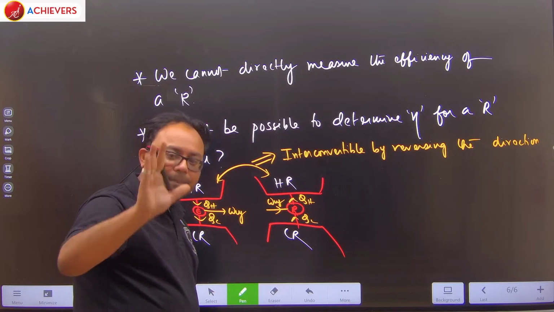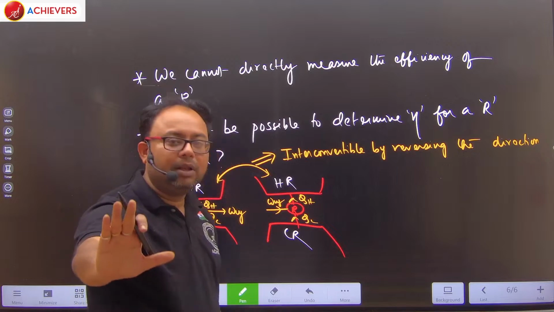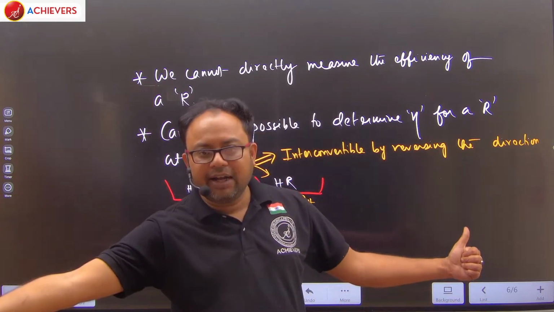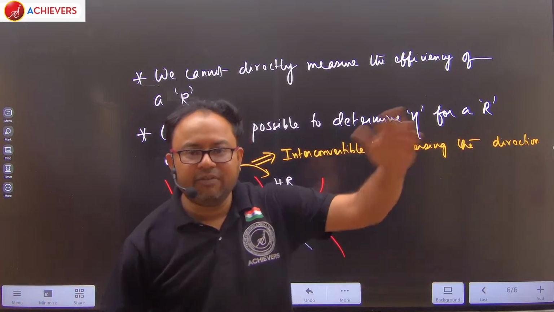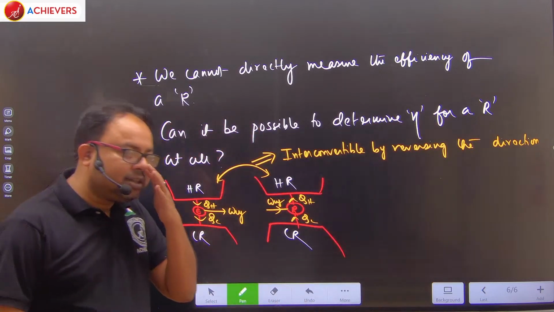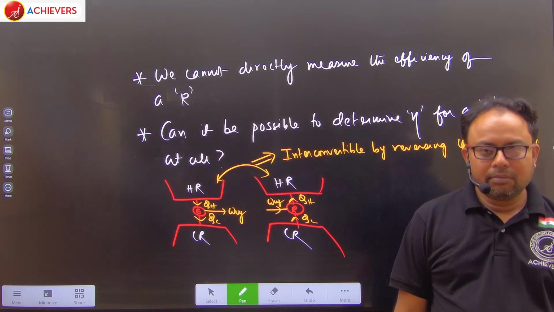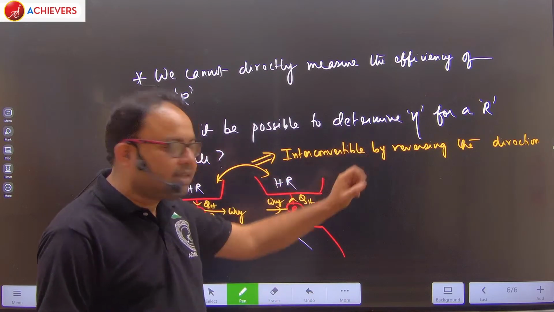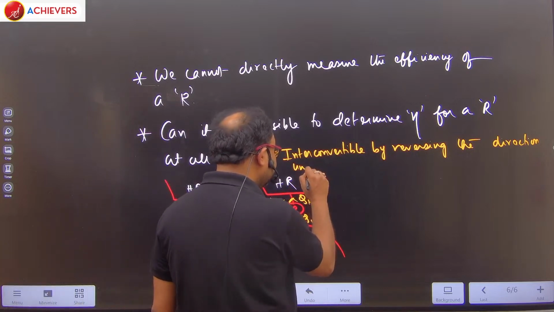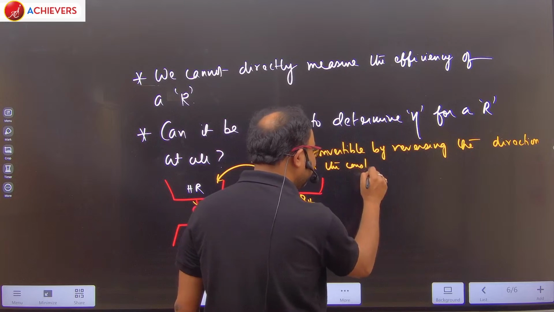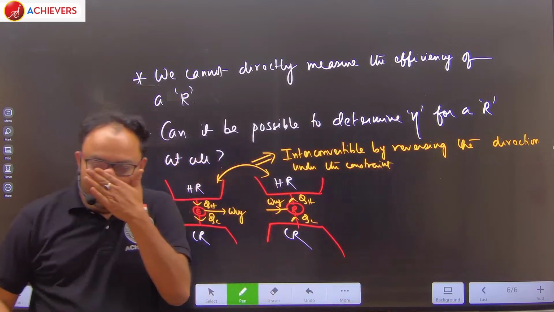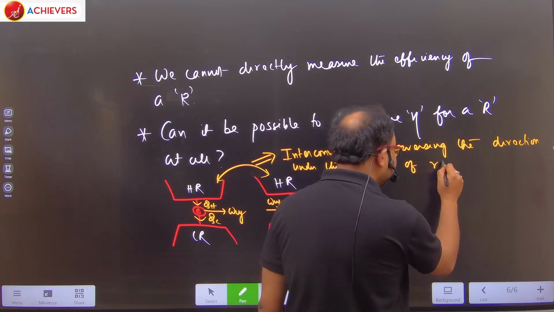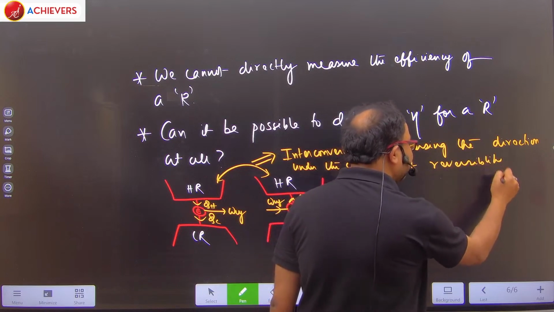But logically, it is not possible for any engine to be converted into a refrigerator just by reversing the arrow. So it is interconvertible by reversing the direction under the constraint. There is a constraint, a very simple one. Under the constraint of reversibility.